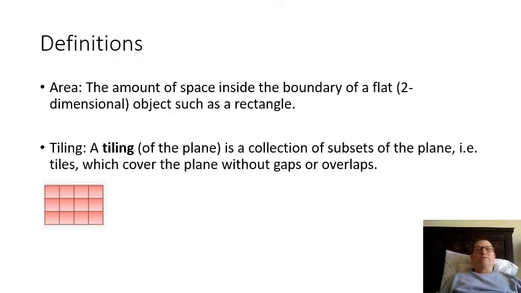Now, some definition area. We know area is the amount of space inside of a boundary. And we've worked with area before. One thing we know about area, because we've been working with volume, is that we know area equals length times width. Okay? So the area is the amount of space inside the boundary of a flat two-dimensional object, such as a rectangle. And we have an example of one down here. Okay, that's a flat two-dimensional shape.